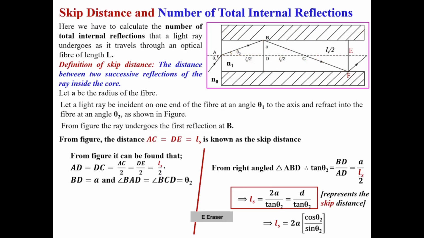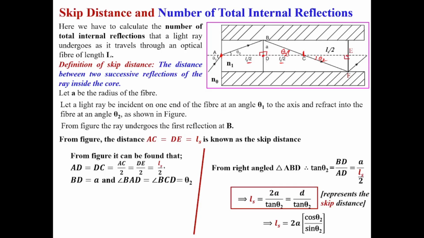The answer will be the same, because this is your theta by 2, this is also theta by 2, this is also theta by 2, this is 90 degree, this is 90 degree, this is 90 degree. So this distance from A to D is LS by 2, D to C is LS by 2, C to E is LS by 2. So A to C, this distance, is your skip distance, D to E is also the skip distance.